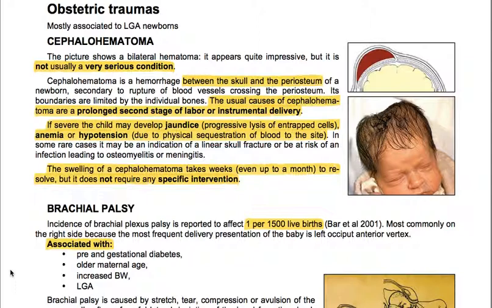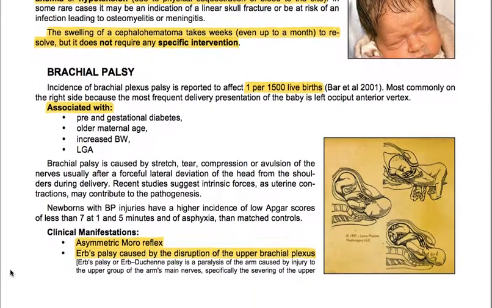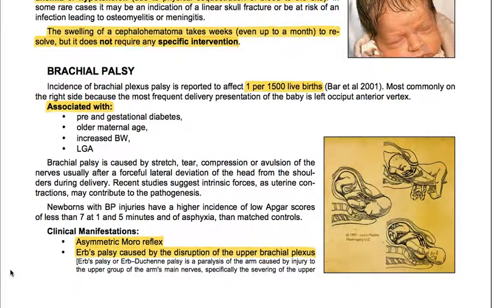In some rare cases, it may be an indication of a linear skull fracture or may be at risk of an infection leading to osteomyelitis or meningitis. The swelling of a cephalohematoma takes weeks, even up to a month, to resolve, but it does not require any specific intervention. You can have brachial palsy. The incidence of brachial plexus palsy is reported to affect 1 per 1,500 live births. Most commonly on the right side, because the most frequent delivery presentation of the baby is left occiput anterior vertex.